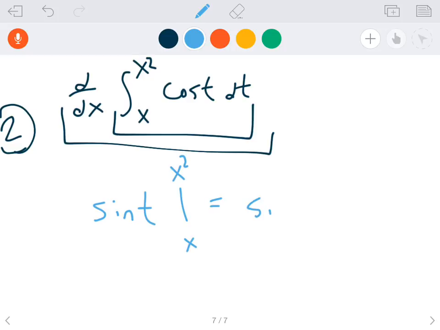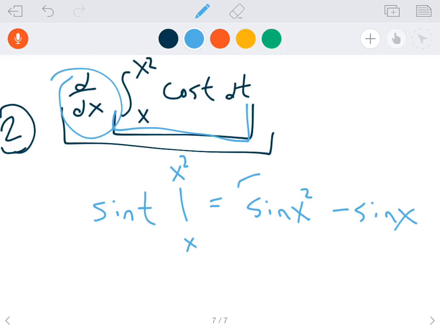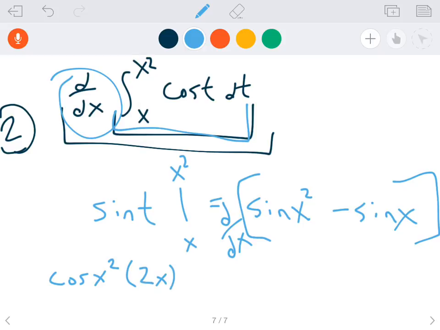And so I know I do my top limit minus my bottom limit. So I've applied the first fundamental theorem of calculus. I've dealt with my inside. And now I'm going to deal with my outside. I'm going to take the derivative of that answer. So if I take the derivative of the sine of x squared, that gives me the cosine of x squared. I gotta follow my chain rule, so multiply that by 2x. And then minus the derivative of sine, which is cosine.